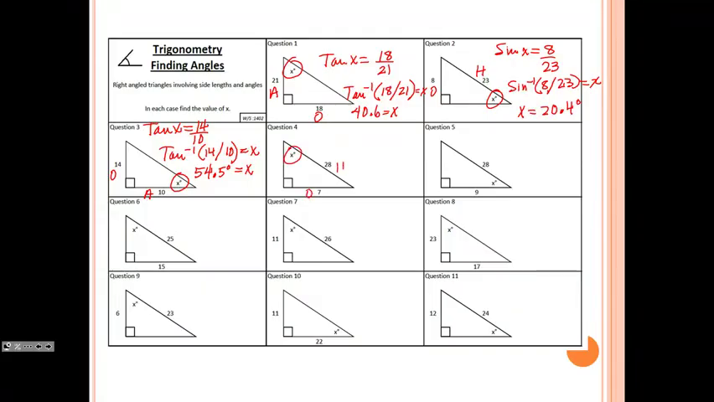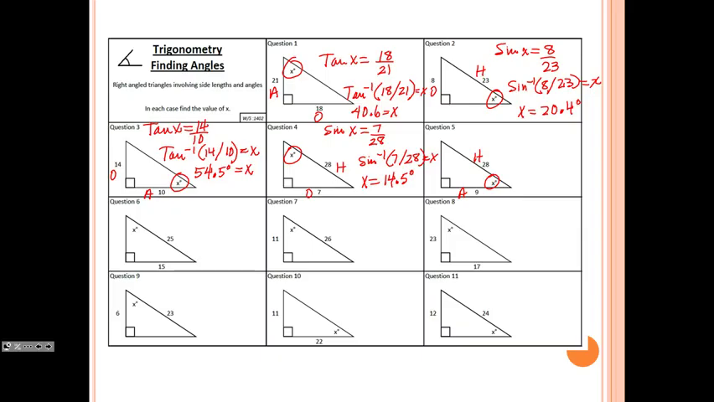Okay, this one is our beginning. It will be opposite over hypotenuse, which is going to be the sine. X equals 7 over 28. So we're going to go second sine or shift sine. So we're going to have sine -1 is 7 divided by 28, which equals x. Okay, so hit shift sine, right? And 7 divided by 28. And you guys get about 14.5 degrees.